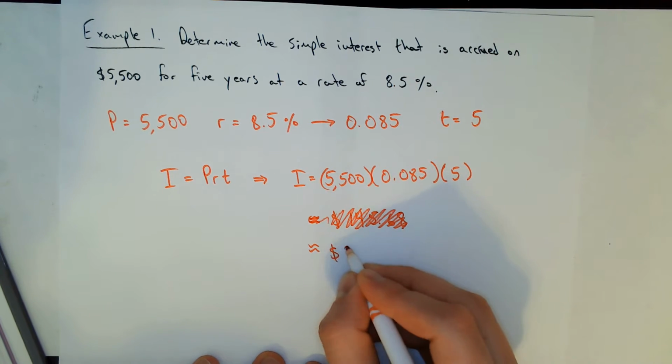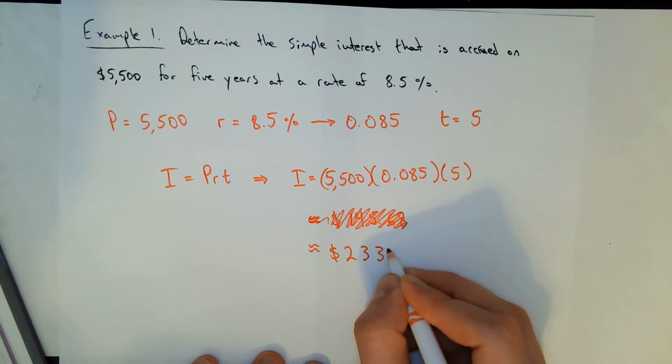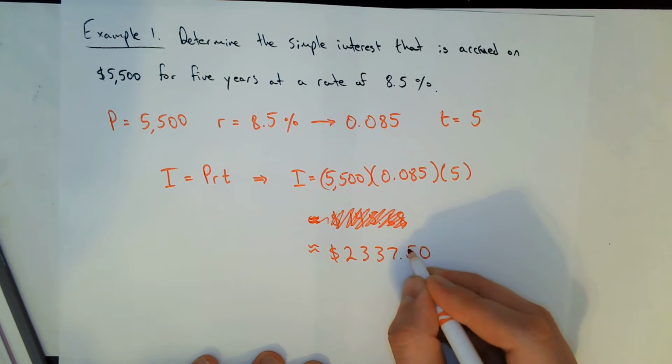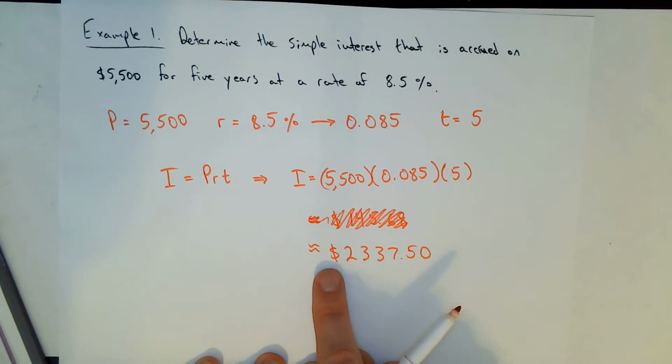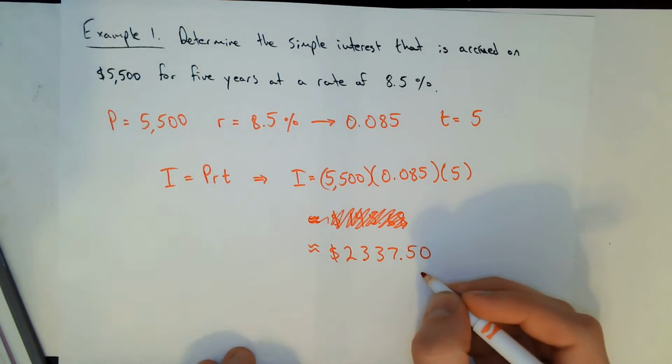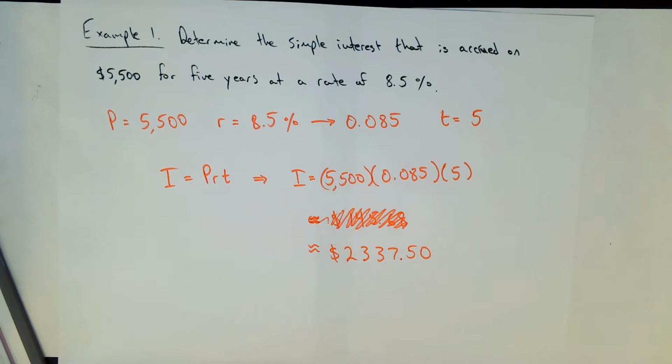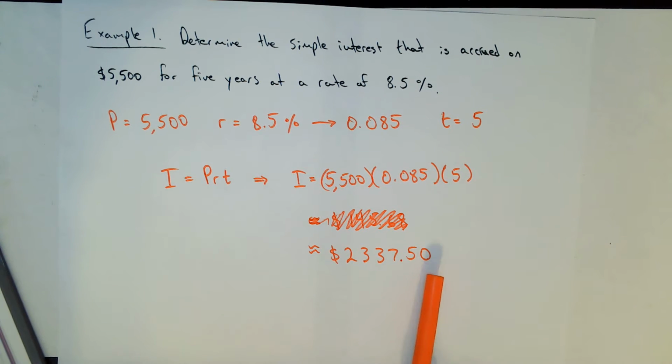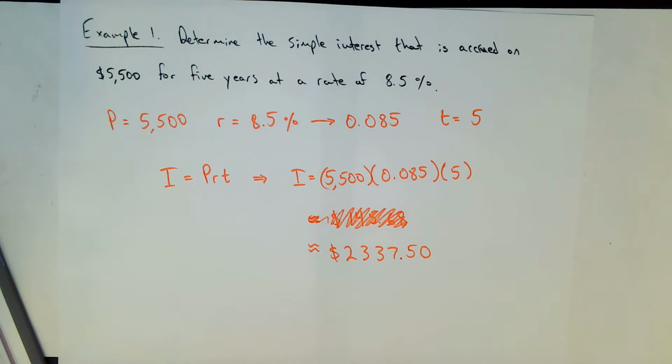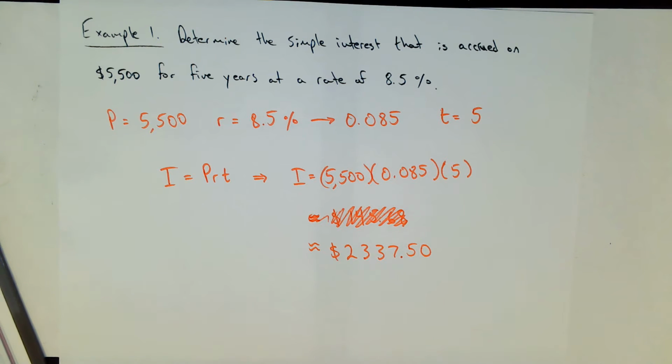Here we go, $2,337.50. Still rounding to the 100th place because it's a dollar amount, right? And for American currency, we don't go past the 100th place in the decimals. There we go. So make sure you can pop this into the calculator and get this answer.